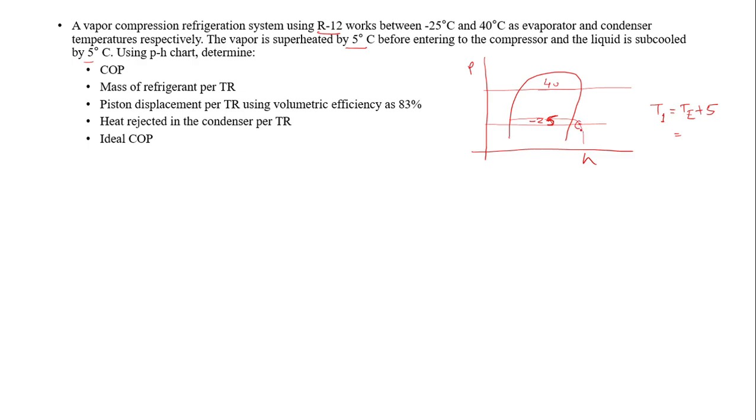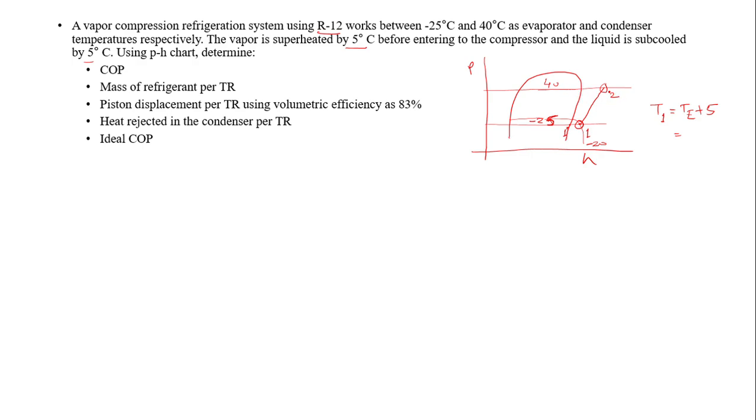Wherever both these lines intersect, that is the degree of superheat. Let's say this is point 1 dash and this is 1. So 1 dash to 1 is the degree of superheat, and this superheating will be at constant pressure. Wherever it intersects the evaporator pressure line and the -20 degree Celsius line, I will get point number 1. Now from here, the isentropic process will follow up to the next temperature line, the 40 degree condenser temperature line.